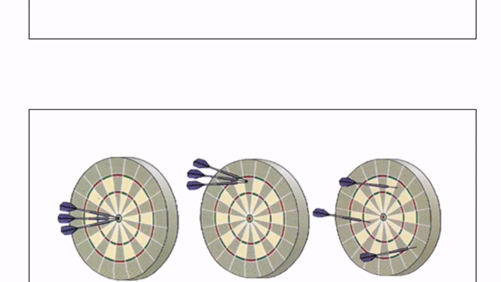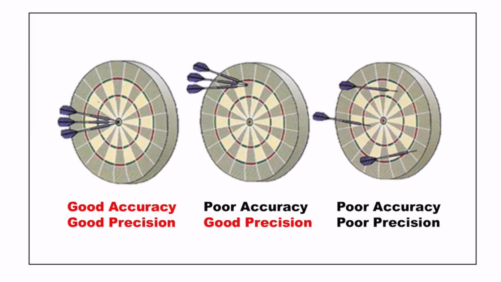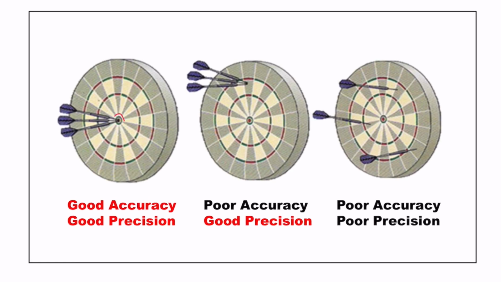So if I gave you a more pictorial representation, if we assume that the bullseye is the true correct answer, the first one has both good accuracy and good precision because all three match this value and all three are close to each other. So the precision portion would refer to the fact that these are all close to each other, and the accurate portion would refer to being near the bullseye.